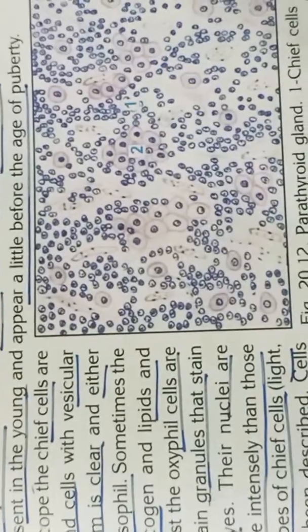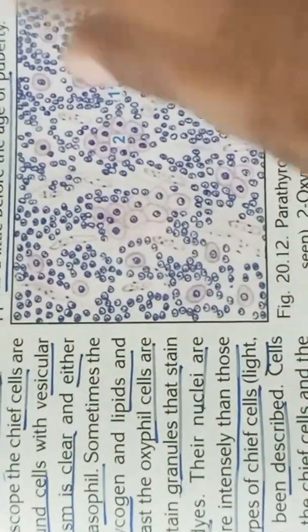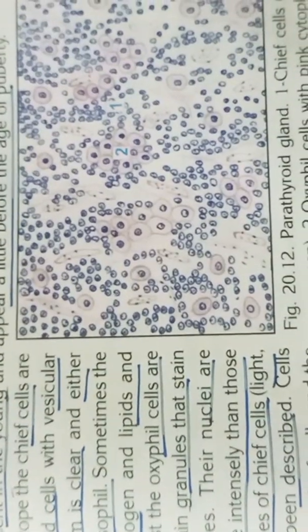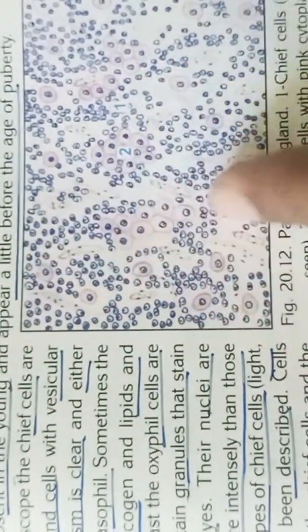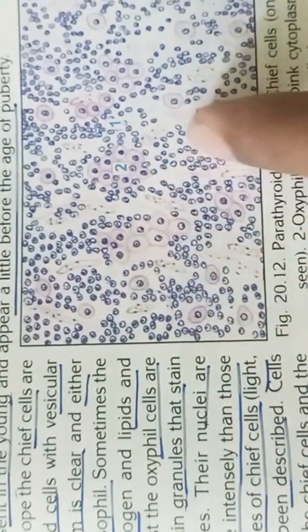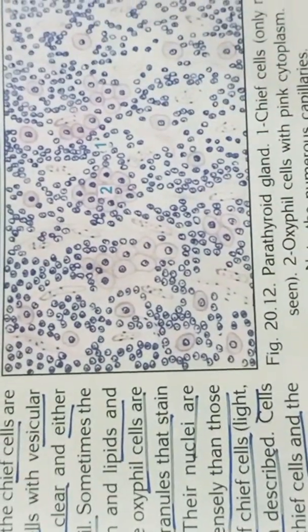These adipocytes are present in the stroma of the parathyroid. The parenchyma of the gland is arranged as cord-like structures, and there are also numerous sinusoids. You can see numerous white spaces, gaps over here. These are known as sinusoids, which lie in close relation to the cells.